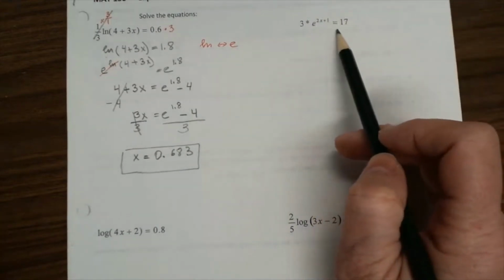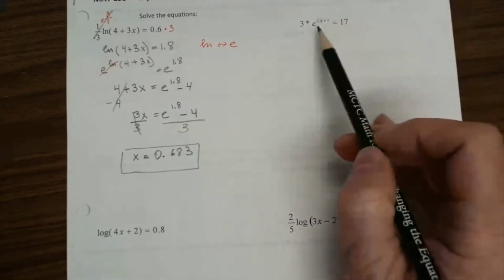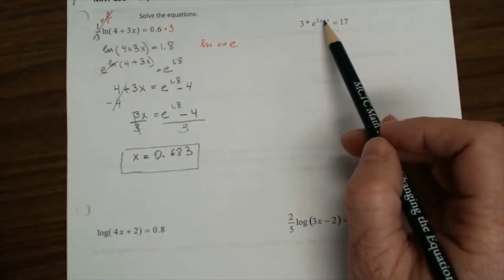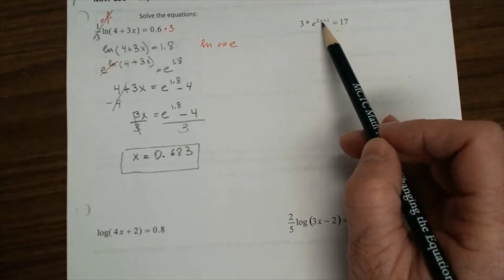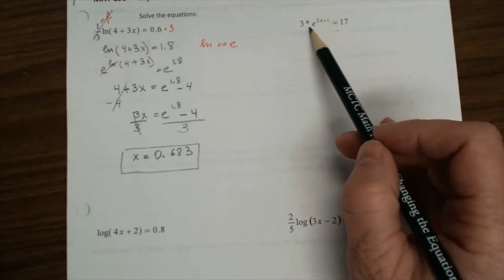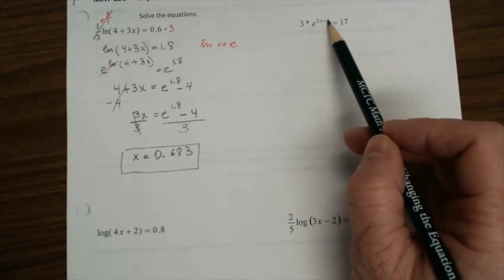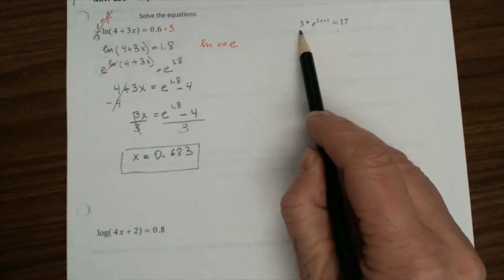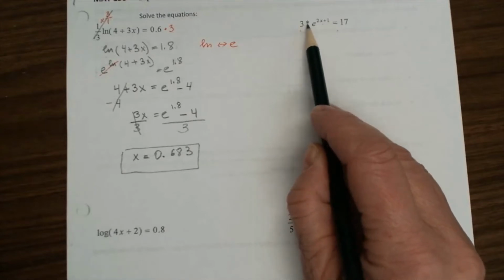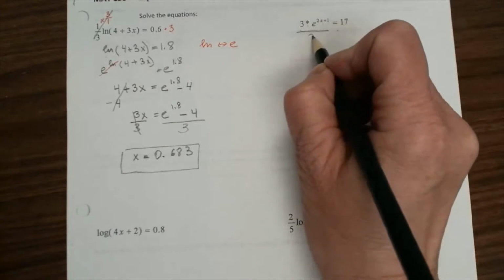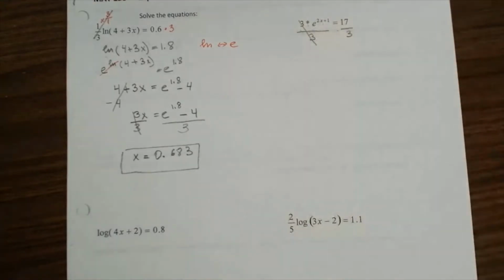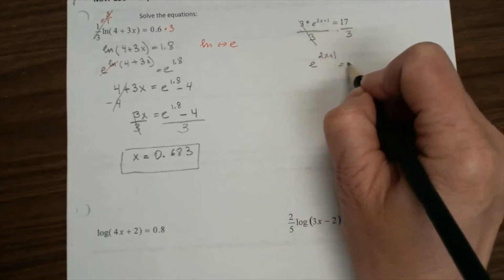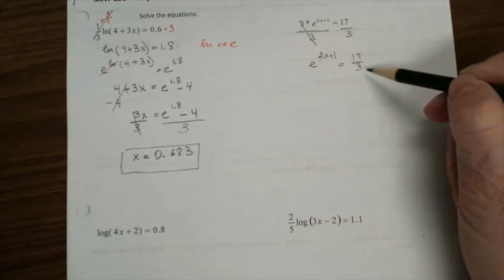Let's review the next example. We need to solve this equation, and this equation is an exponential equation because our variable x is an exponent. And to solve an exponential equation, you have to have the base to the exponent on one side, and the rest has to be on the other side. So the first thing we have to do, we have to get rid of this 3. Because we have multiplication here, we have to divide both sides by 3. The next step will be e to the power 2x plus 1 is equal to 17 over 3. And I will keep it as a fraction.